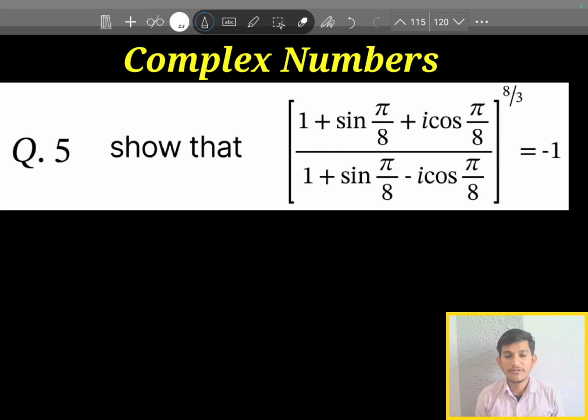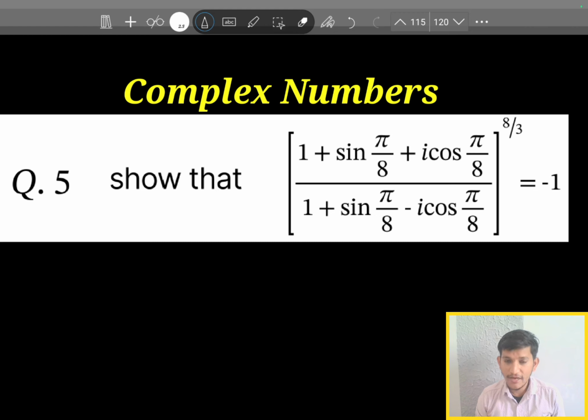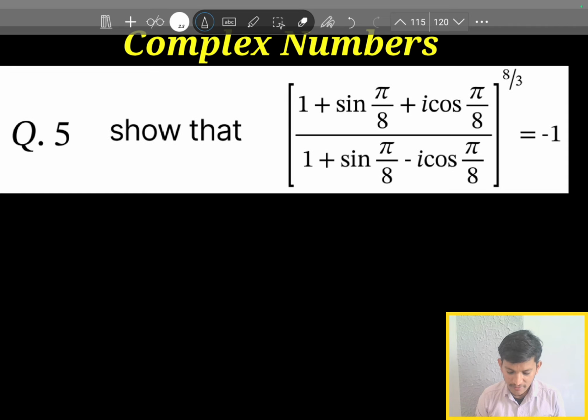So this is question number five. In fact, last question number four and question number five, these two questions I feel are very important in your board's exam. When it comes to question number five: show that ((1 + sin(5π/8) + i cos(5π/8)) / (1 + sin(5π/8) − i cos(5π/8)))^(8/3) equals −1. So we are supposed to prove this left hand side must be equal to the right hand side.